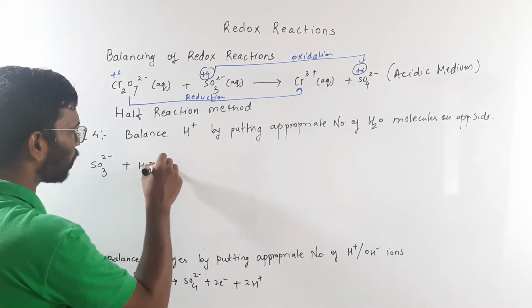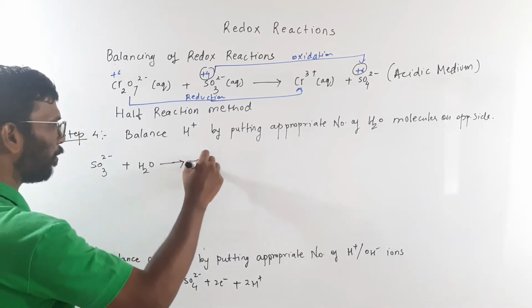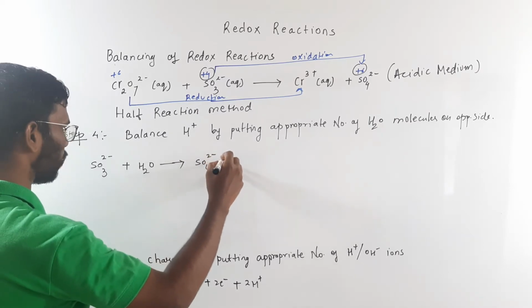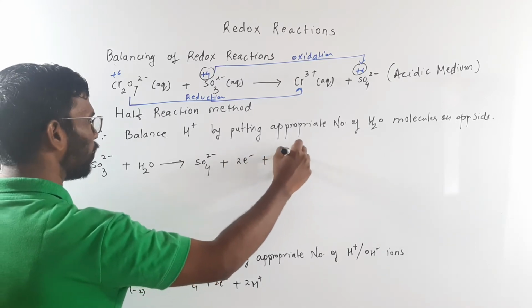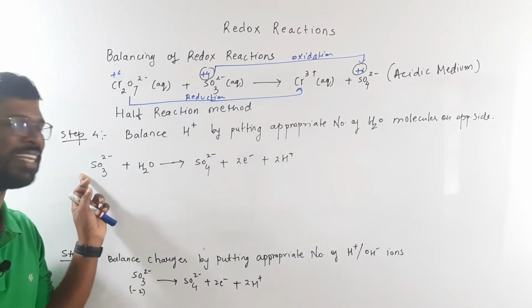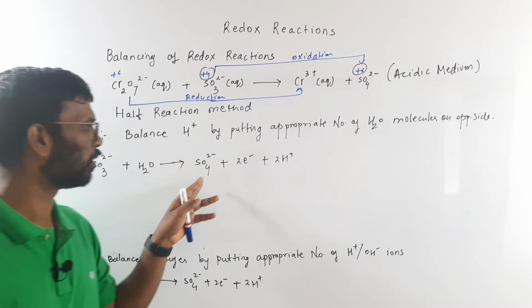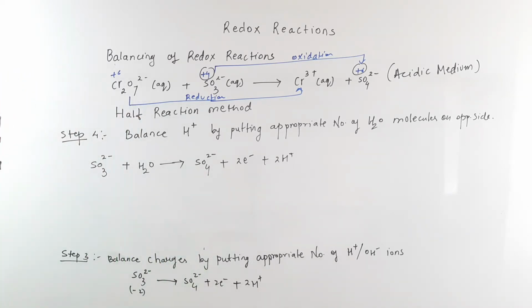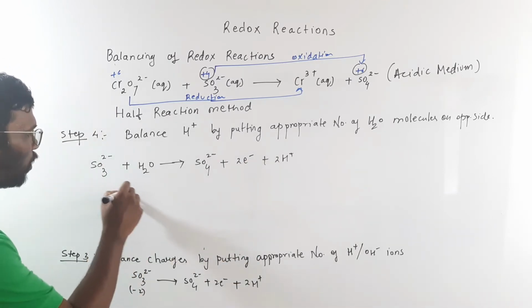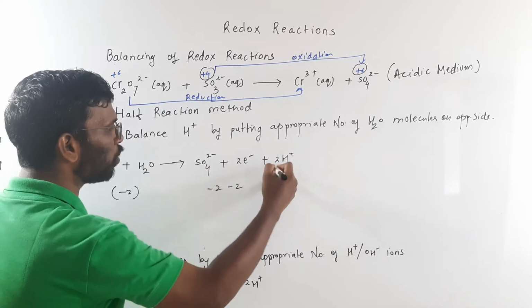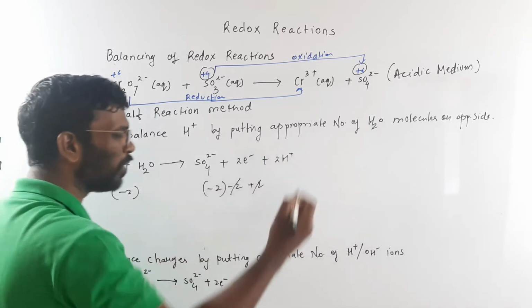And this side it is sulfate plus 2 electrons plus 2H plus. So here if you see the number of atoms, sulfur is balanced. Oxygen, 3 oxygen and 1 oxygen, 4 oxygen. This side also there are 4 oxygen. What else do I have to balance? Hydrogen, 2 hydrogen and 2 hydrogen. The charge is -2 this side. This side it is -2 and 2 into plus 1 is +2. So charges on both sides are balanced.